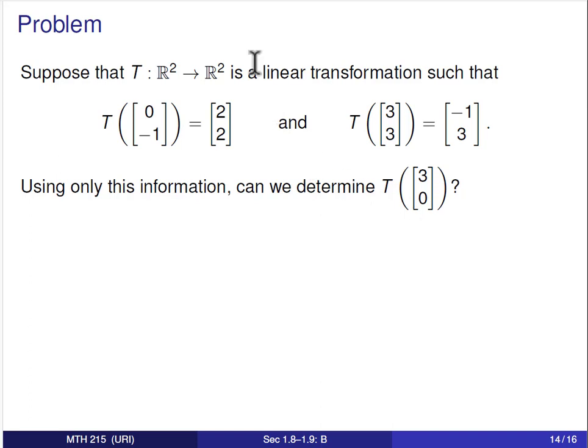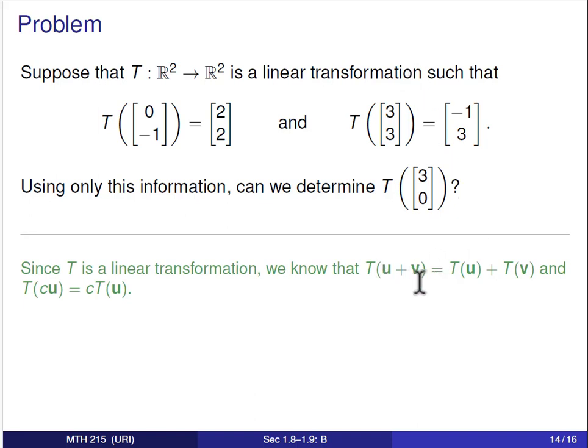Well, what we'll do is go back to the problem and read carefully, and it tells us that T is a linear transformation. Now remember, that means that T of u plus v is equal to T of u plus T of v, and T of cu is equal to c times T of u, for any vectors u and v and any scalar c. So how can we think about this? Can we use this first property in any way? I know what T of (0, -1) is, and I know what T of (3, 3) is. So maybe I should use (0, -1) and (3, 3) as my vectors u and v.